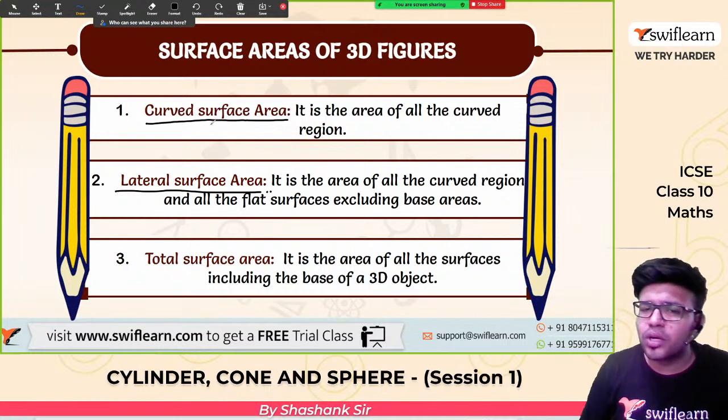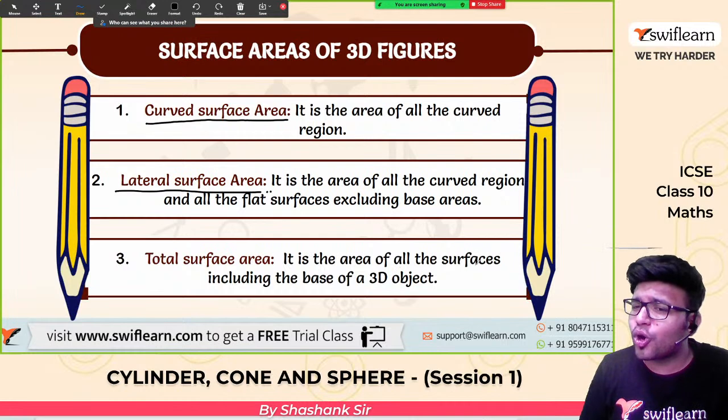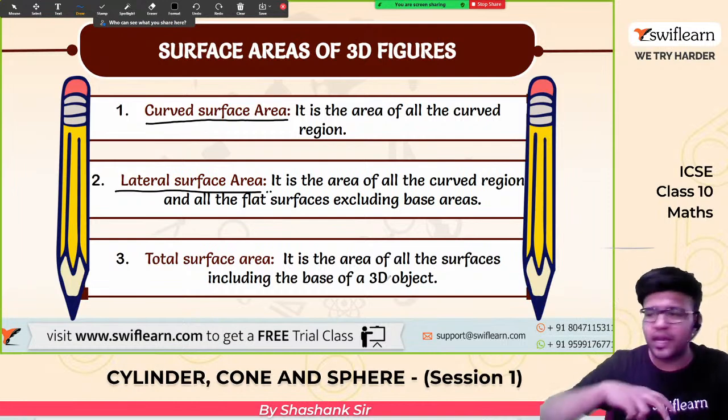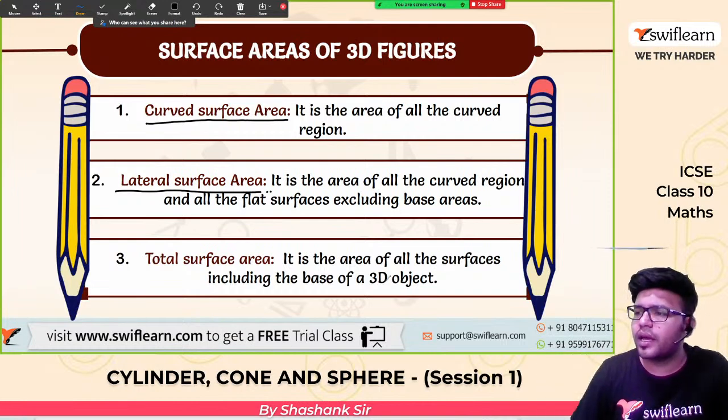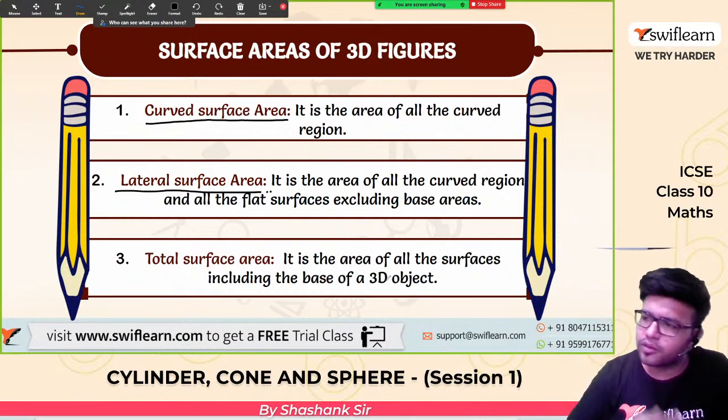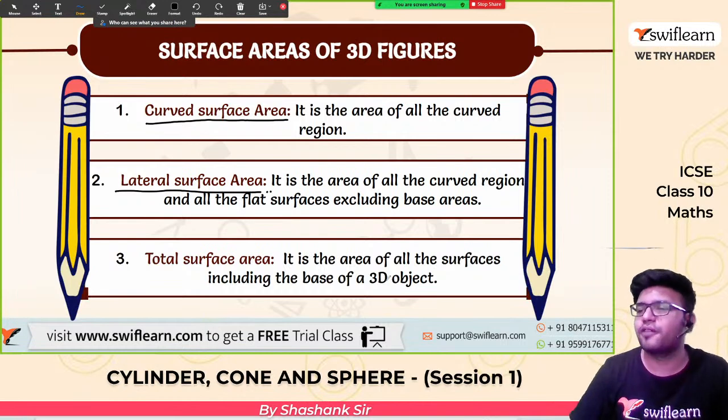Now what is total surface area, or also known as TSA? It is the area of all the surfaces including the base of the 3D object. For example, if you take a cylinder, the curved surface area plus the area of the top and the area of the bottom together will give you total surface area.